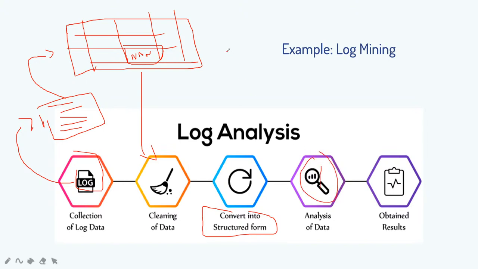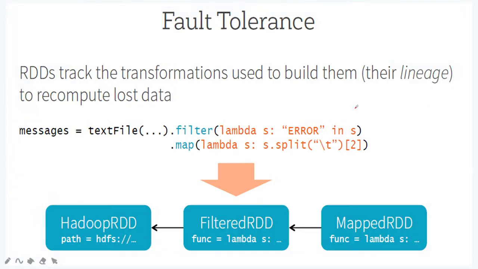And using the data frame, we analyze the data, that is, we look at what information the data holds. After analyzing the data, we get a result showing which area we need to focus on. So this is a simple log analysis. And if during the log analysis process you have any fault, RDD will automatically transform the data, that is, copy the data from the already copied data. That is the most important thing.